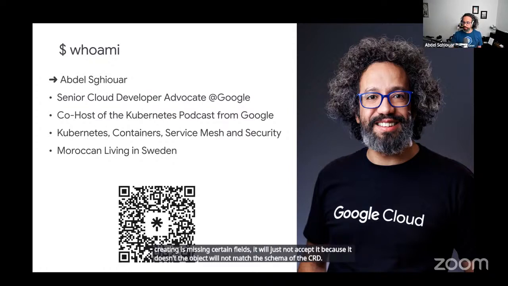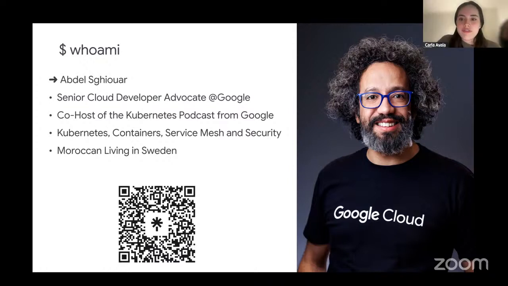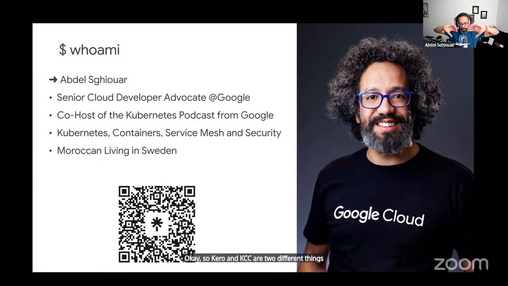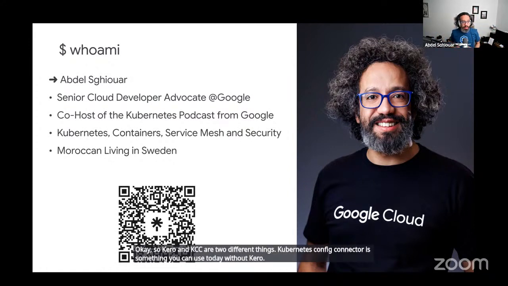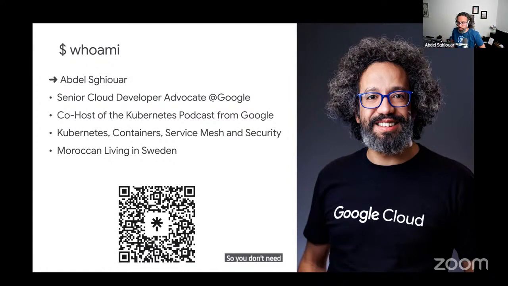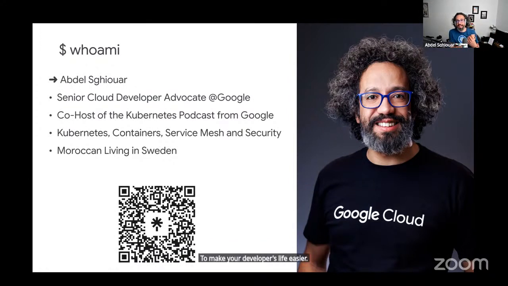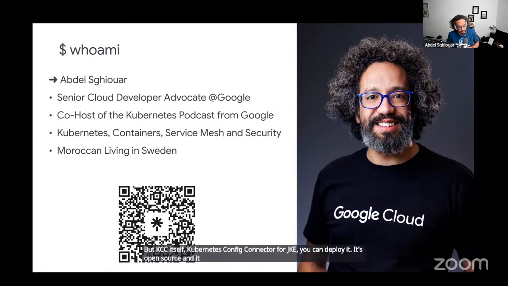Do we need to have Config Connector in the GKE to create cloud resources with KRO, or is it natively integrated in KRO? Okay, so KRO and KCC are two different things. Kubernetes Config Connector is something you can use today without KRO. So you don't need KRO to use KCC, and you don't need KCC to use KRO. You can combine them to make your developers' life easier. But KCC itself, Kubernetes Config Connector for GKE, you can deploy it. It's open source and it's free to use, so you can just deploy it and then use KRO to build objects based on KCC.